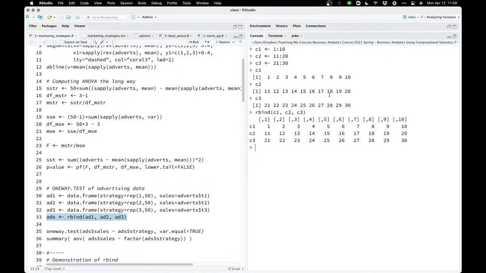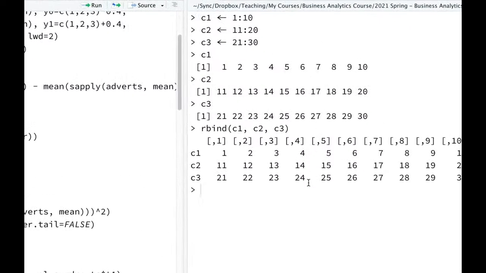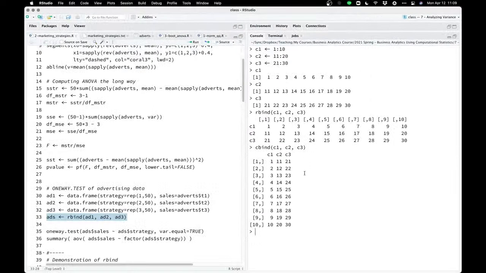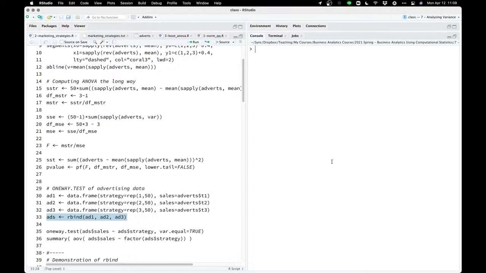Okay. What if I wanted them stuck together as separate columns? Just cbind, yeah, you could guess. That's how it would look. Okay, so rbind and cbind: two helpful little functions to help you take apart data and reshape them again. All right.